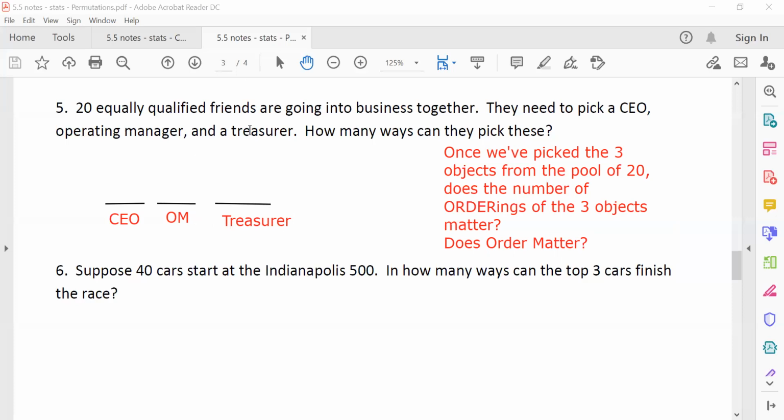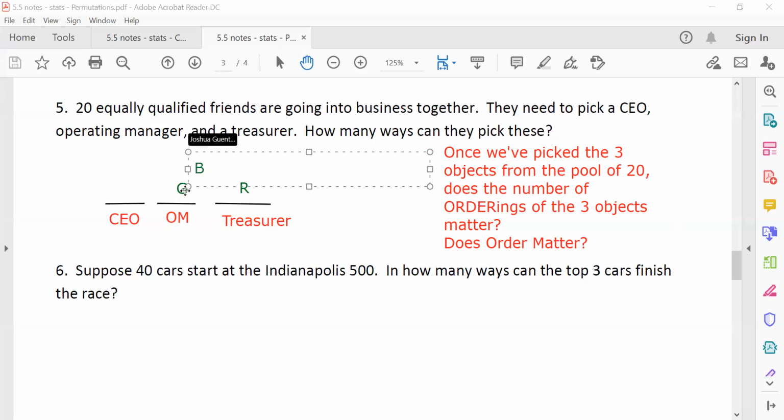Once you've picked your three people out of 20, let's say you got Bill. Let's say you've got Ginny. And let's say you've got Ron as the three people who were picked from the 20. Well, once you pick those three, you could put them in this order. Bill's the CEO, Ginny is the operating manager, and Ron is the treasurer.